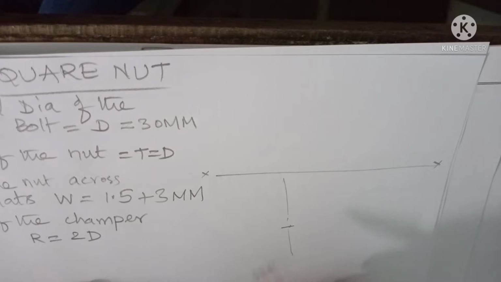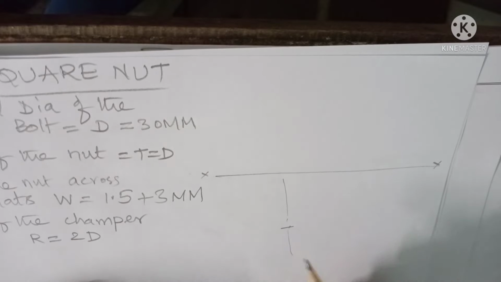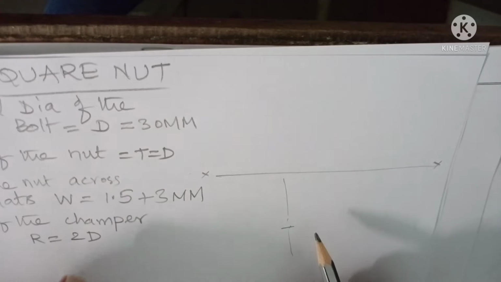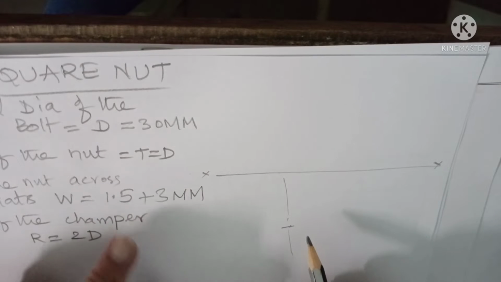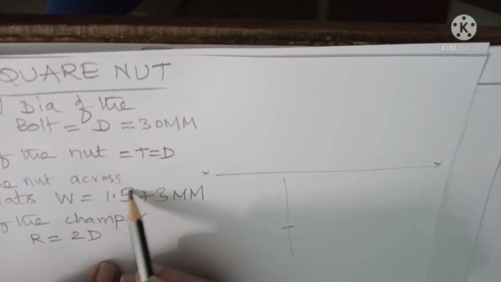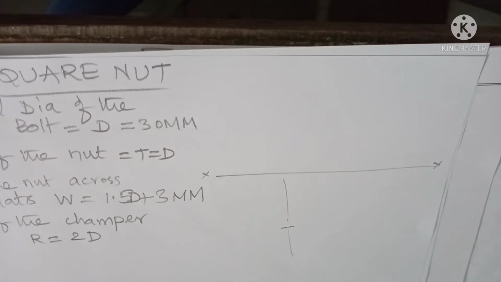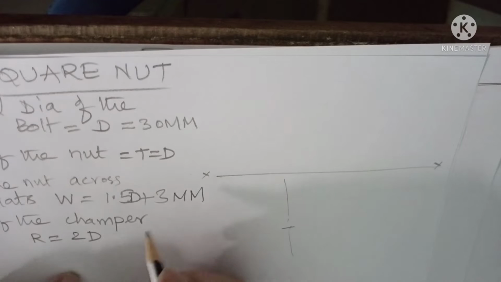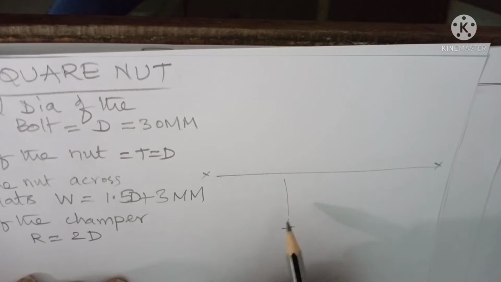The center of this nut I have to write. So, being a square nut, the distance between the flats is given as 1.5 D plus 3. If you are substituting D equal to 30 mm, how much distance between the flats are you getting? It is equivalent to 48. So 1.5 D plus 3 is equivalent to 48. Its value is 48. So the distance between the flats is 48.